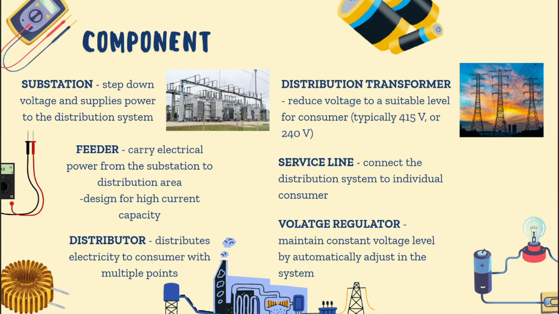For the component part, we have the substation, which steps down voltage and supplies power to the distribution system. Feeders carry electric power from the substation to the distribution area. Distributors distribute electricity to customers at multiple points. The distribution transformer reduces voltage to a suitable level for customers. The service line connects the distribution system to individual customers. The voltage regulator maintains a constant voltage level by automatically adjusting the system.